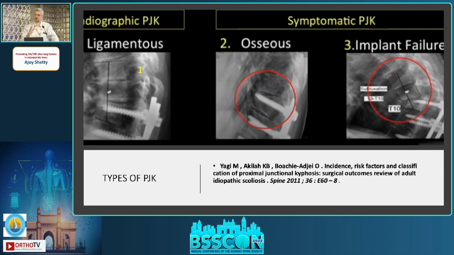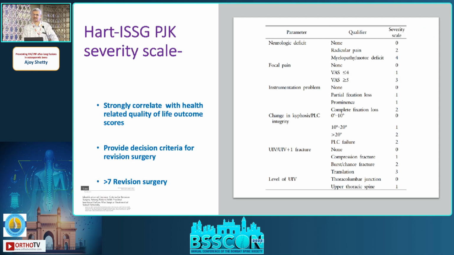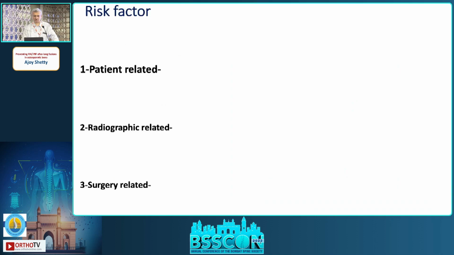Ligamentous, osseous, or implant failure type. And based on that, the Bawaji et al. classification, whereas the severity varies as per the degree of angulation, varying from 10 to 20 degrees, to 20 to 30, and 30 degrees and above, and the presence of a spondylolisthesis. Recently, there has been one more classification system which probably guides the need for revision surgery, which I am not going to talk to you about.